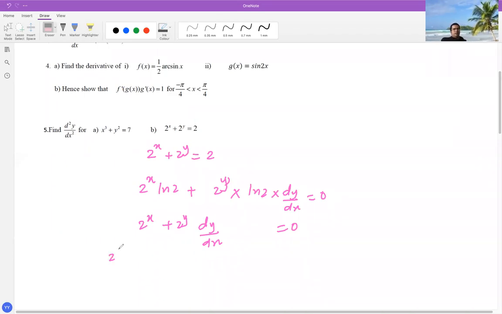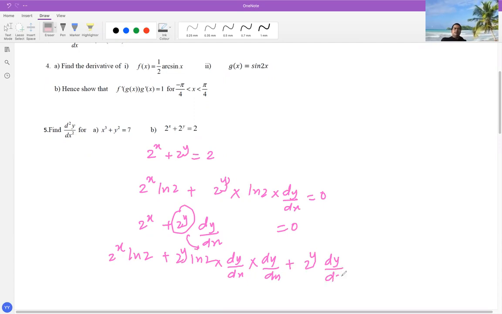So you get 2 to the power x ln 2 plus 2 to the power y ln 2 times dy by dx times dy by dx as it is. So this is the derivative of this part, and times dy by dx. So I'm now applying the product rule here, and 2 to the power y dy by dx becomes d squared y by dx squared. So I did u dash v. So u dash is all of this times v, plus uv dash, which is equal to 0.